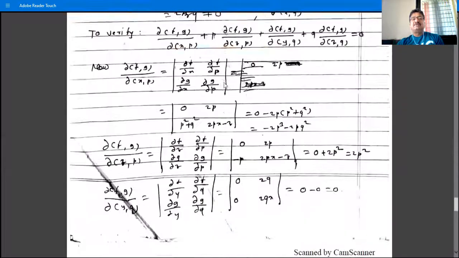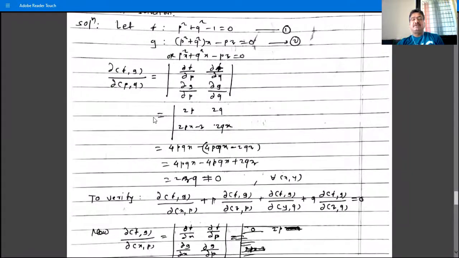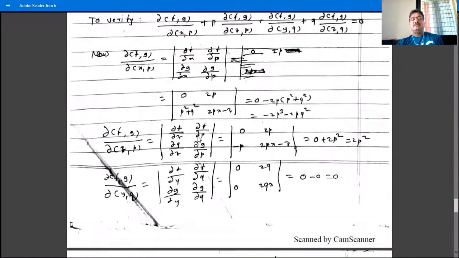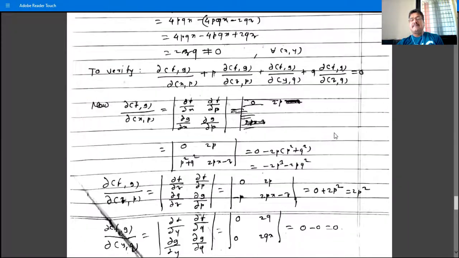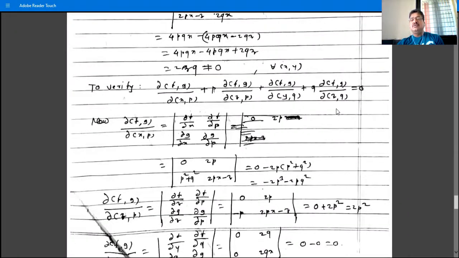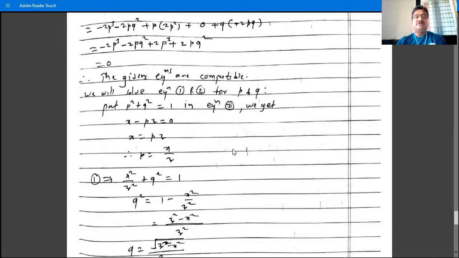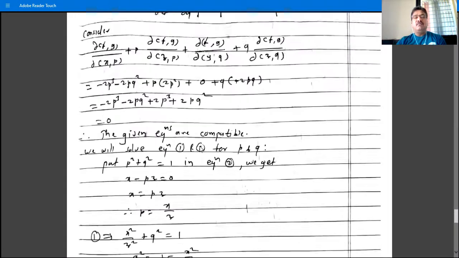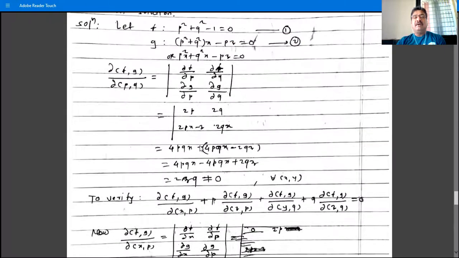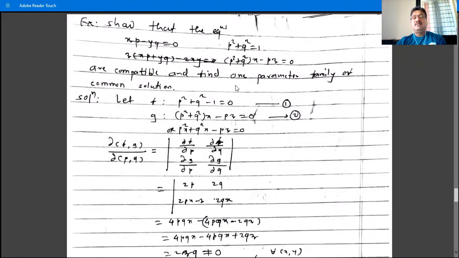So that satisfies these two properties: this Jacobian is not equal to 0 and this equation is satisfied. If this is equal to 0, we have 0 as the answer here. Therefore the given equations, or the given solutions, are compatible. Now we have to find the one parameter family of common solutions.